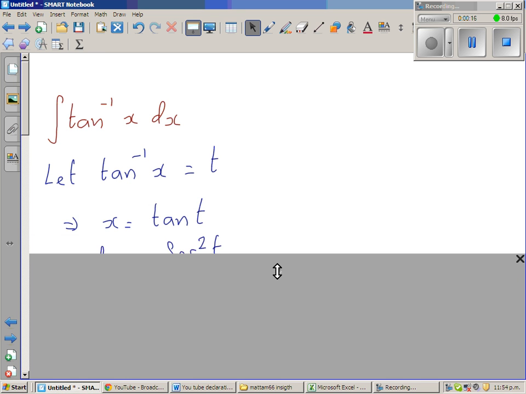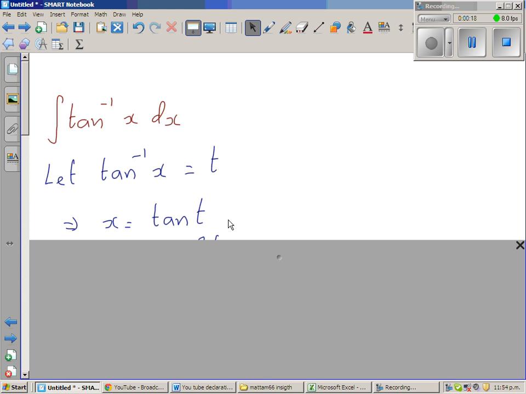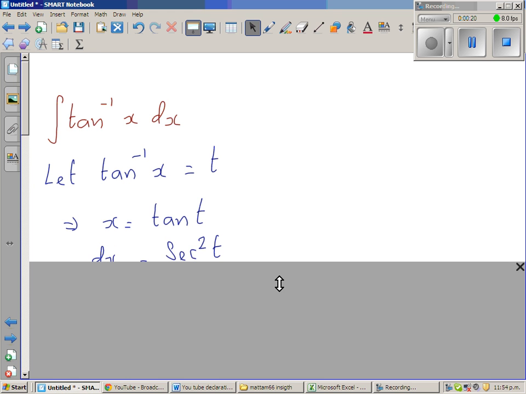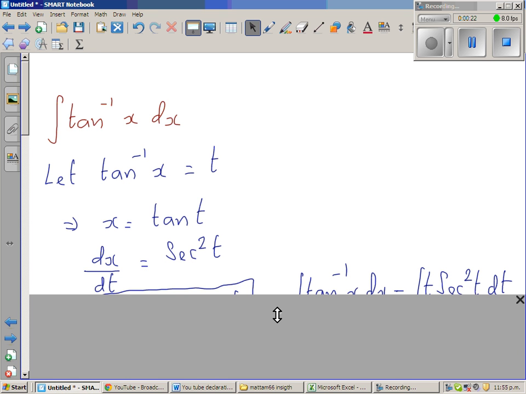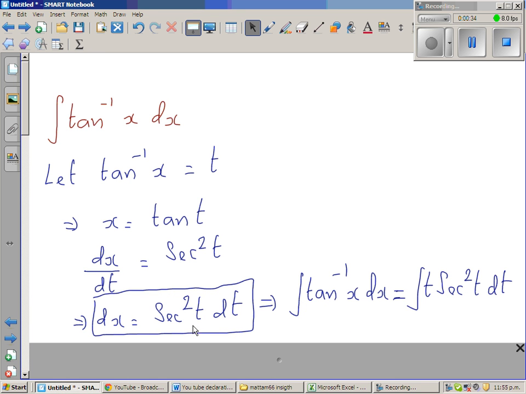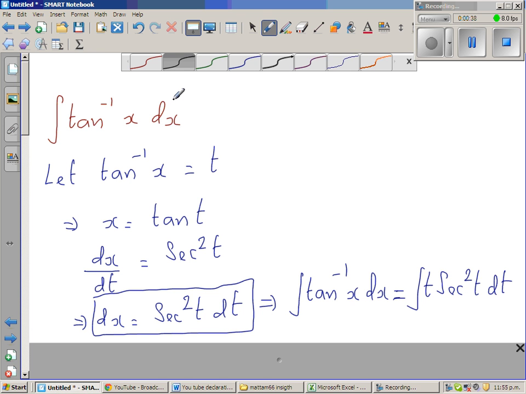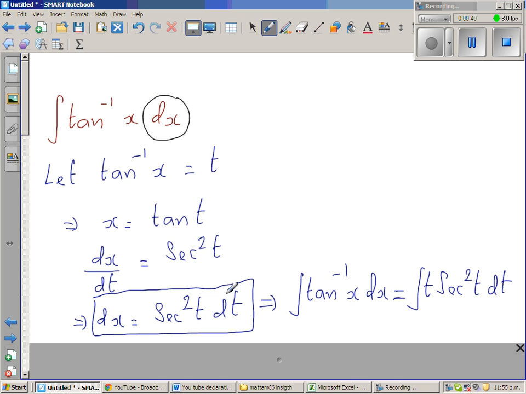When tan inverse of x is t, I can write x is tan t, and differentiating with respect to t, dx by dt is sec squared t. So I can write dx as sec squared t dt. In place of dx, I can put sec squared t dt, and in place of tan inverse of x, I can put t. So this is what I've written.